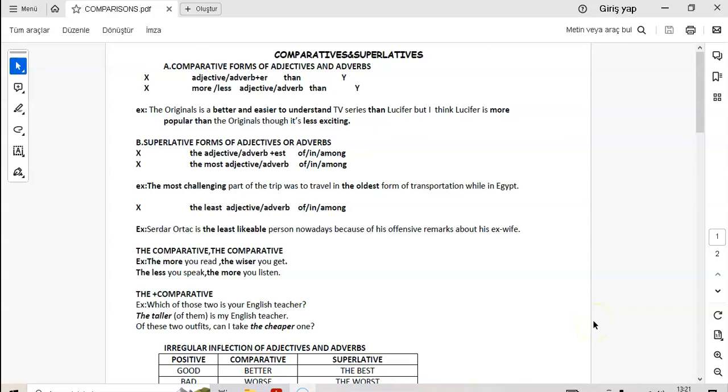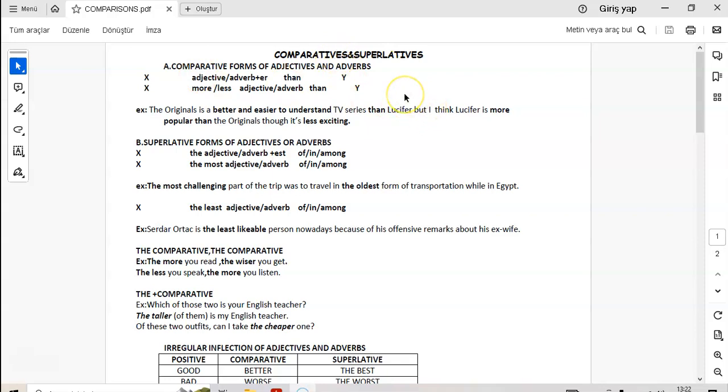Hi everybody, today our topic is comparatives and superlatives, in other words, how we can make comparisons in English. Let's start with the first formulation. We can compare two things, two places or two people. On one hand you have X and on the other hand you have Y, and you make a comparison between the two.